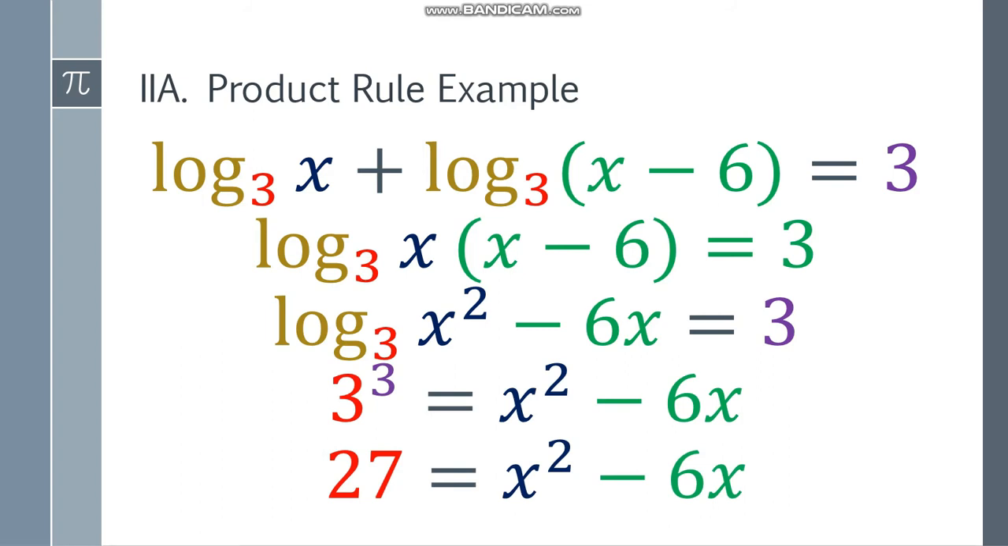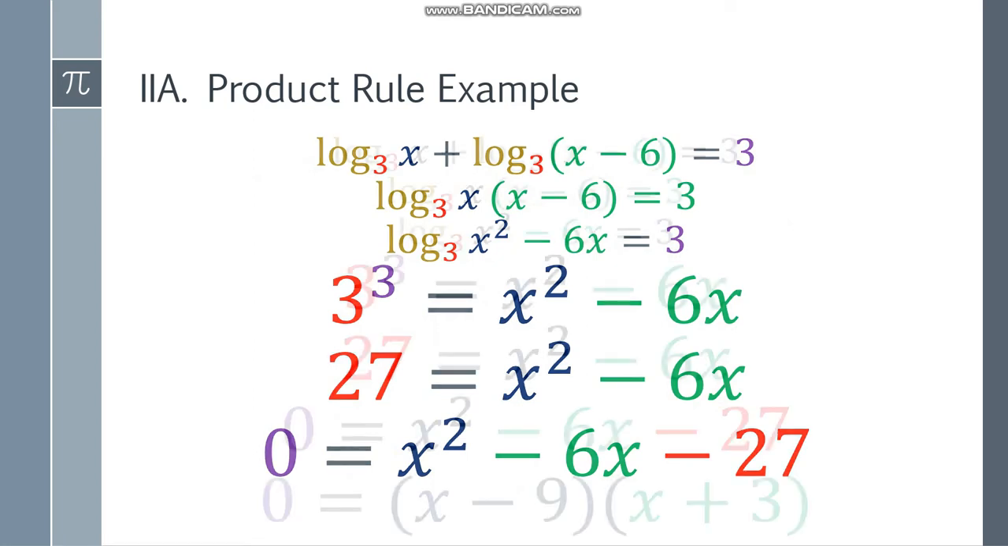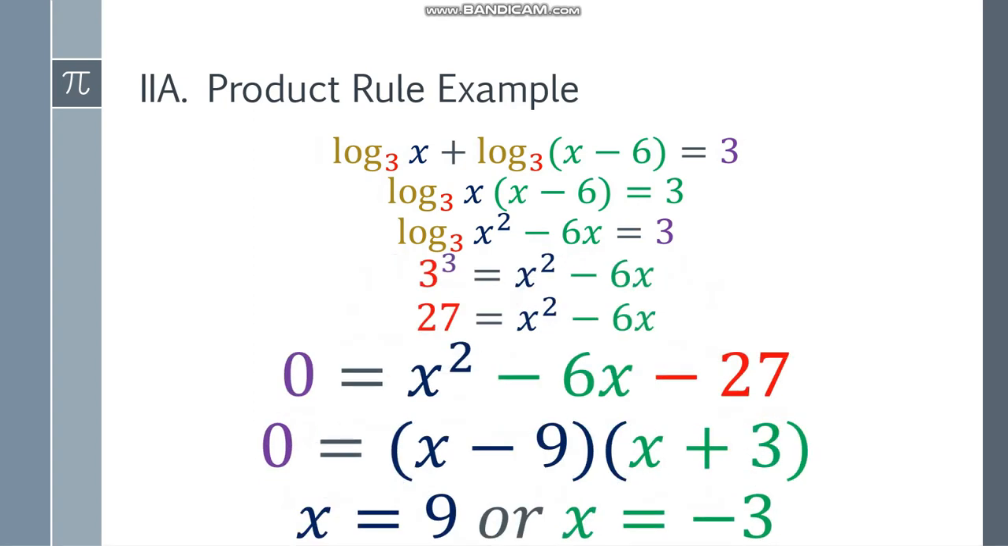Now, we will get a trinomial. So 0 is equal to x squared minus 6x minus 27. Okay na siya. Para makuha yung value ni x, i-factor mo na siya. So, pag factor mo, you have the quantity x minus 9 times the quantity x plus 3. So, to find the value of x, that will be x is equal to 9 or x is equal to negative 3.